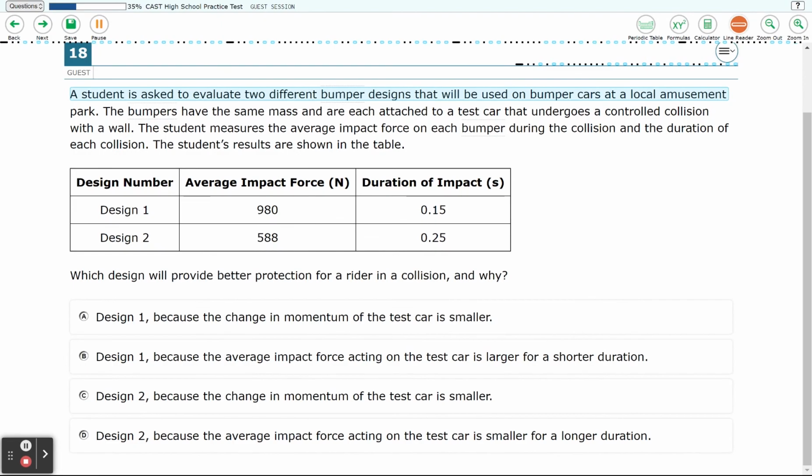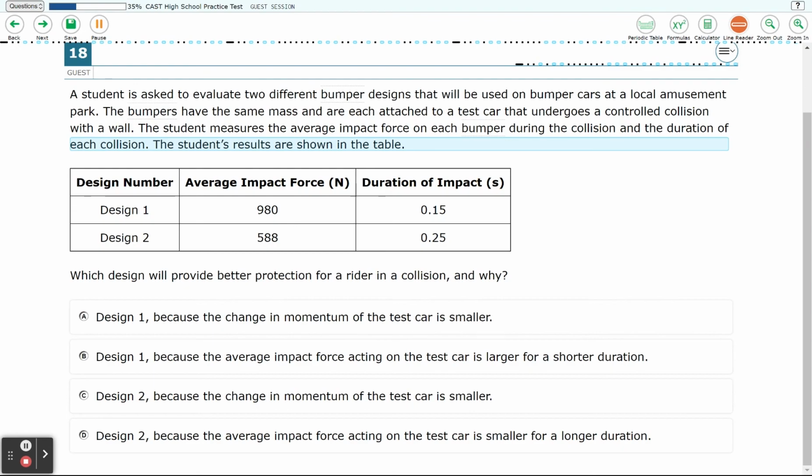Look at number 18. We see here a student is asked to evaluate two different bumper designs that will be used on bumper cars at a local amusement park. The bumpers have the same mass and are each attached to a test car that undergoes a controlled collision with a wall. The student measures the average impact force on each bumper during the collision and the duration of each collision. The student's results are shown in the table.